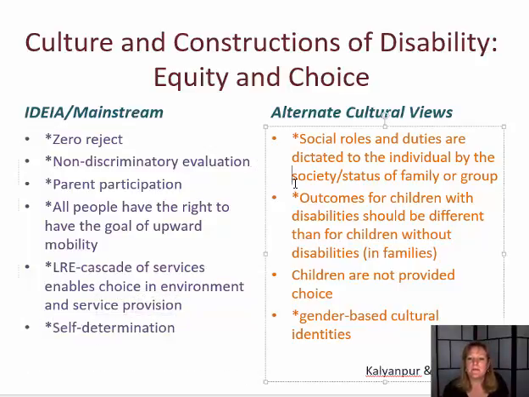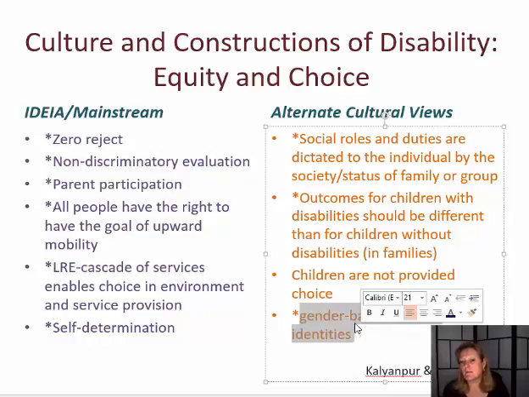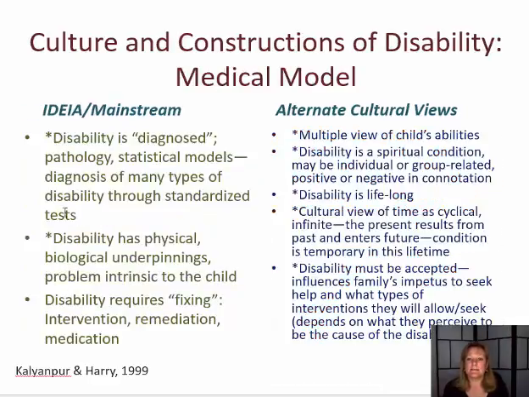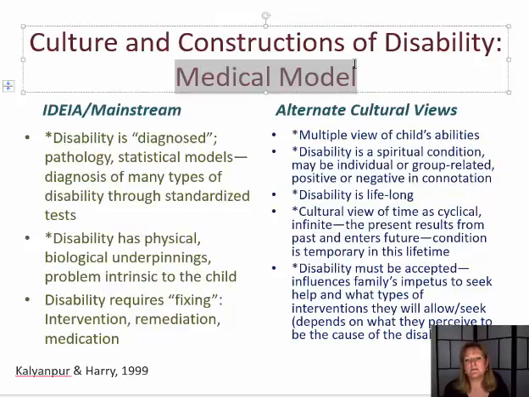that children have a right to decide for themselves what's best for them. Alternate cultural views are that social roles and duties are dictated to the individual by the status of the family or group. Outcomes for children with disabilities should be different than for children without disabilities. Children are not provided choice, and there may be gender-based identity issues that come up in relation to differences of thought in terms of what's appropriate in relation to males in the family or boys in the family, sons and daughters.